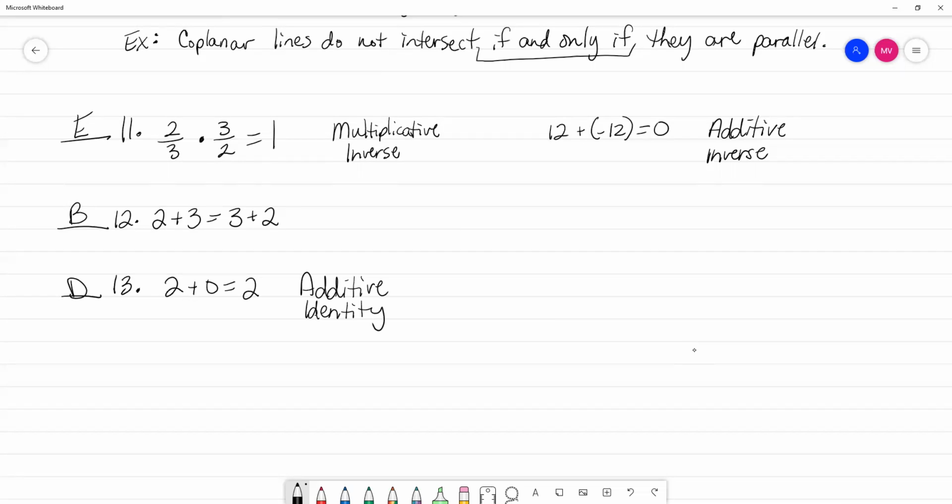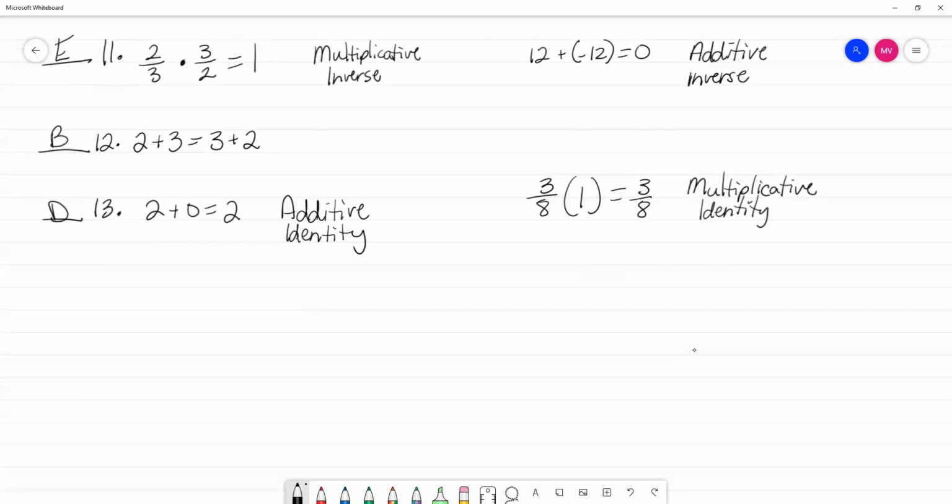An example of the multiplicative identity. Do we multiply numbers by 0 to get the same number? We've got to multiply them by 1. So an example would be like 3/8 times 1 is equal to 3/8. That's the multiplicative identity. So just remember, multiplication is 1, addition is 0. All right, last one for this section, number 14.